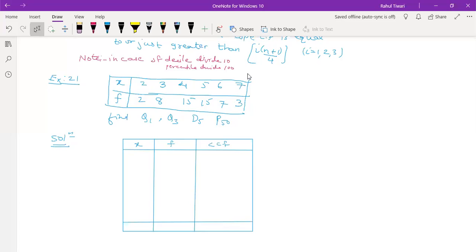What are the values of x? Take 3, 4, 5, 6, and 7. Similarly, we have f: 2, 8, 15, 15, 7, 3. Now you can find less than cf, which is 2, 10, 10 plus 15 is 25, 25 plus 15 is 40, 47, and then finally we have 50. So this sum of f is going to be 50. I think you already know, because this is a similar example.